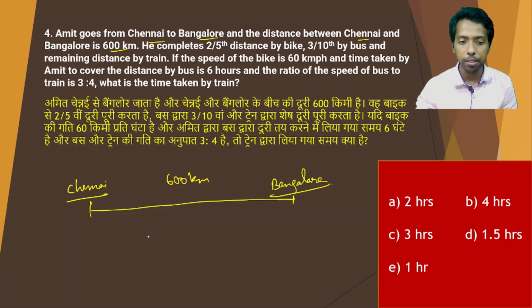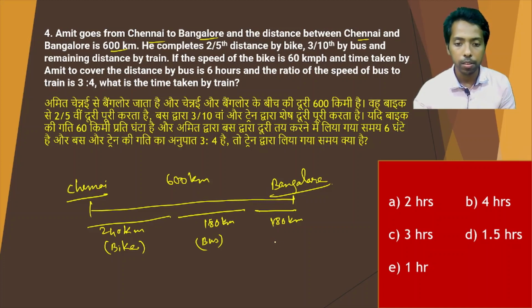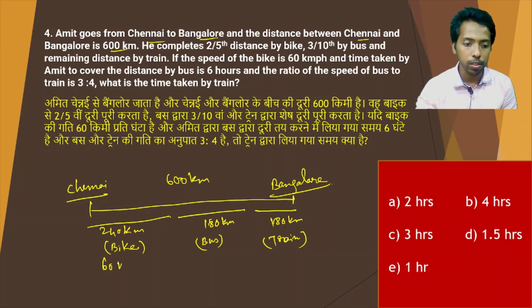2/5 means 40%. 40%, that is 240 km here for bike, right? Next, 30% by bus, that is 180 km by bus, and the remaining, that is 420, 180 again. This is just from an eye estimation, compare, this is same, 180, 180. Now if the speed of the bike is 60 km per hour, the time taken would be 4 hours.